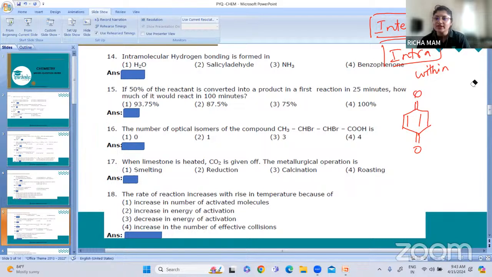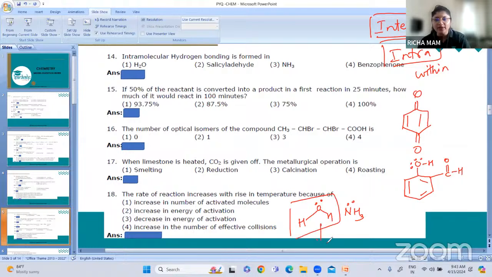So this is your OH, and you have your salicylic, then NH3, and H2O is like this. Water forms hydrogen bonding, but it forms intermolecular hydrogen bonding. Ammonia can also form hydrogen bonding, but it cannot form it here.